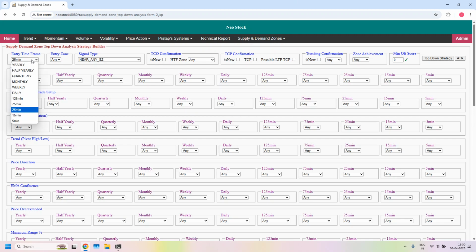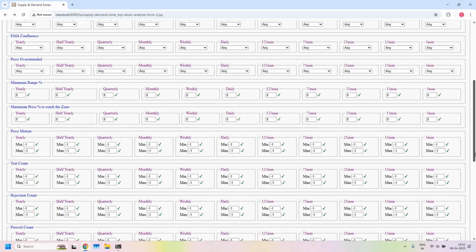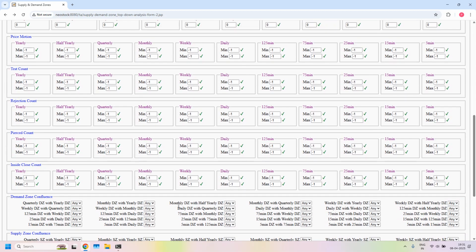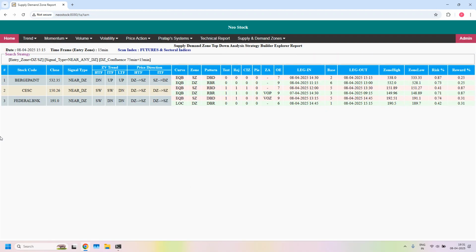Okay, next time frame is 15 minutes. Stocks near 15 minutes demand zone. We got 3 stocks. Now let us look for 15 minutes and 75 minutes demand zone confluence supported out of those 3 stocks. All the 3 are having a zone confluence with 75 minutes demand zone. All these are 15 minutes demand zones.